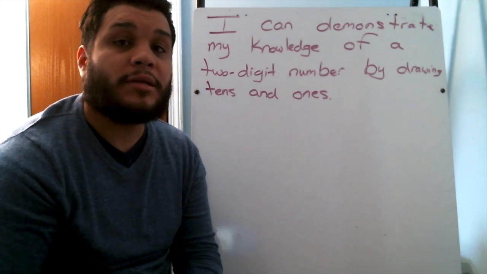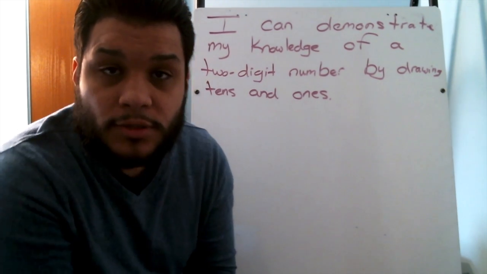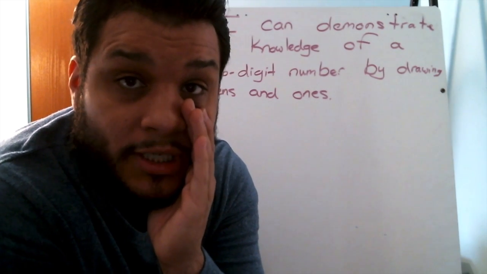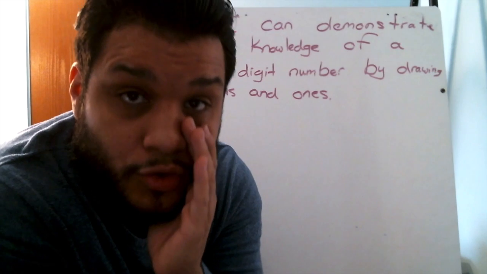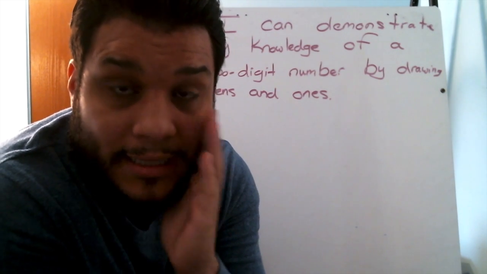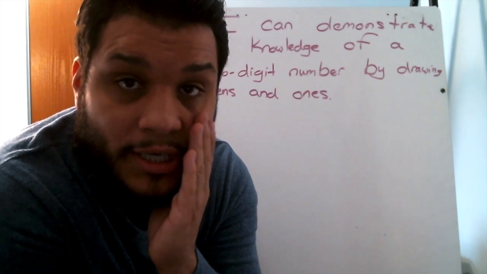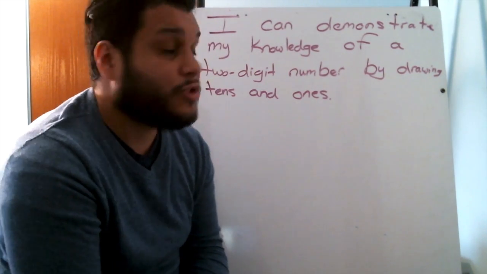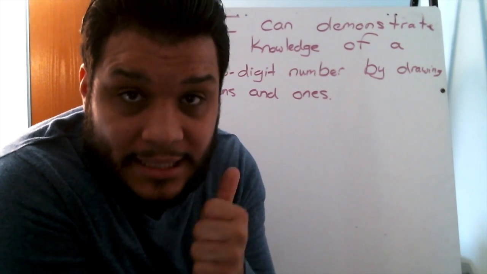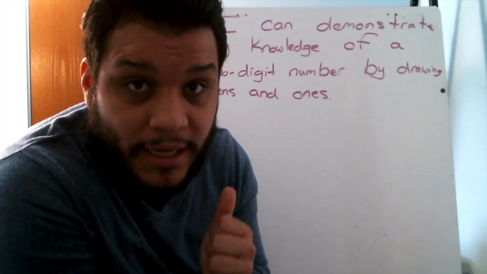I want to tell you a little secret. So lean in close, a little closer. Whenever you have two-digit numbers, you need to draw base 10 blocks and your single cubes. That's how we know it's a two-digit number, okay? So any two-digit number you have is always going to have base 10 blocks. That's our secret, okay?